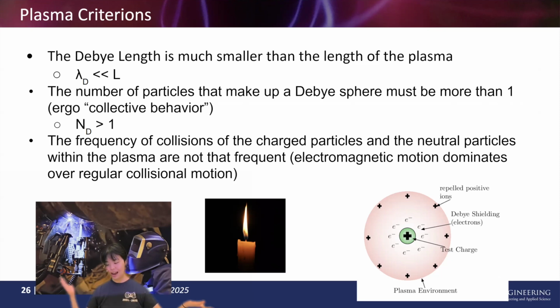So plasmas are used everywhere. You can see right here, this is plasma arc welding. It's used to make planes and for very important welding of materials. That's a plasma. The flame, like I mentioned, can be a plasma. It could also just be a slightly ionized gas, and not actually a plasma. And over here, you can see what a Debye sphere looks like in a more official drawing that doesn't look like the drawing I made.